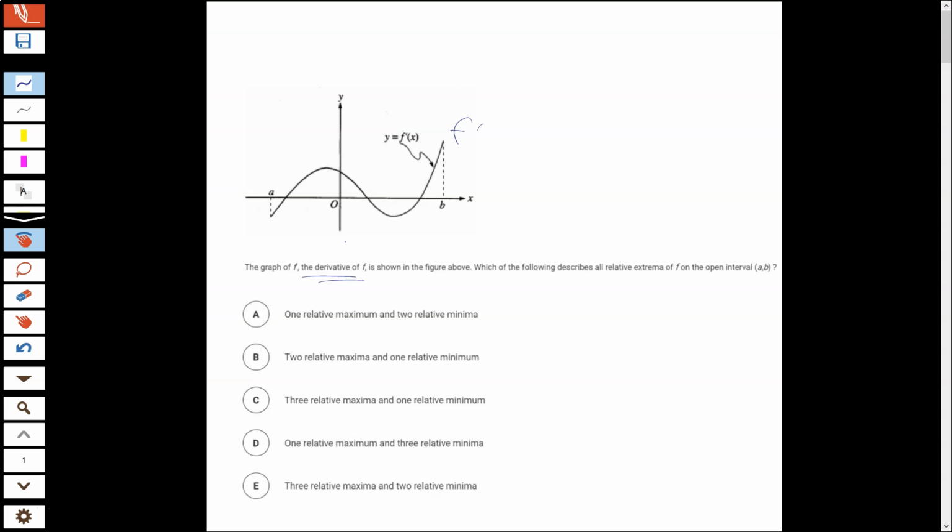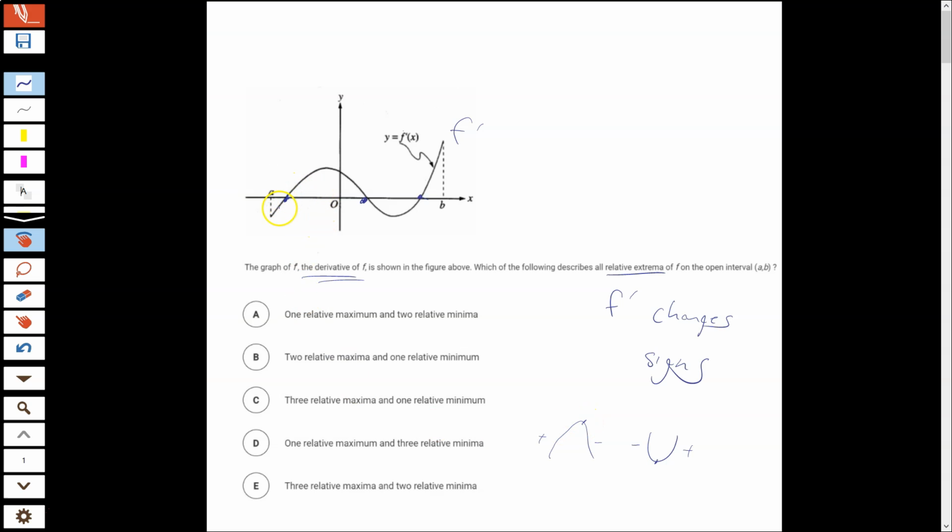And we want to know what describes all relative extrema of f on the open interval AB. Okay, so AB is the whole graph. And relative extrema, remember, are where f prime changes signs. So let's look for those points. So we have 1, 2, 3. And remember, if f has a maximum, the derivative is positive to the left, negative to the right. If f has a minimum, the derivative is negative to the left, positive to the right. Right?